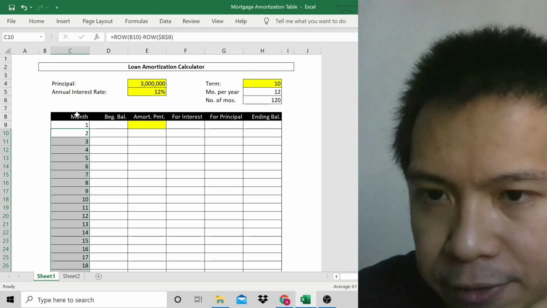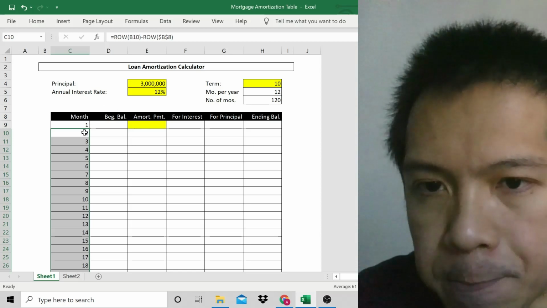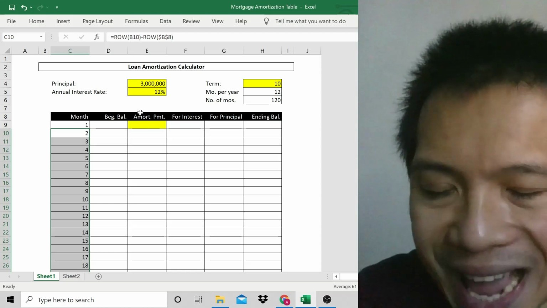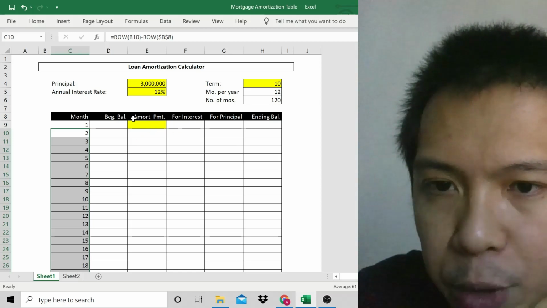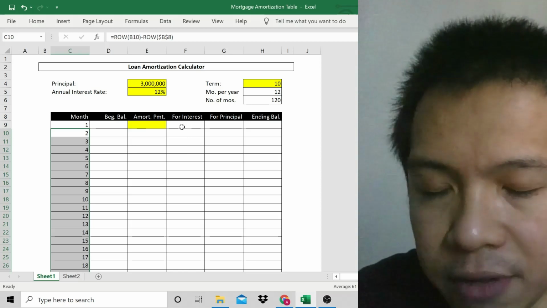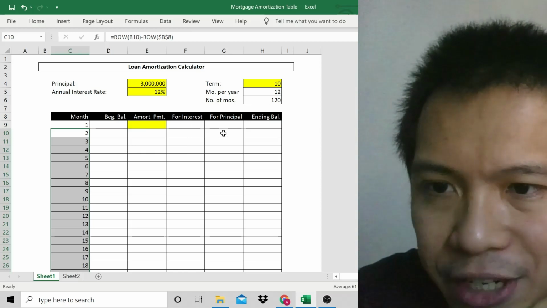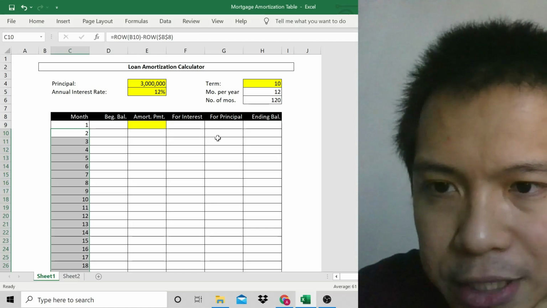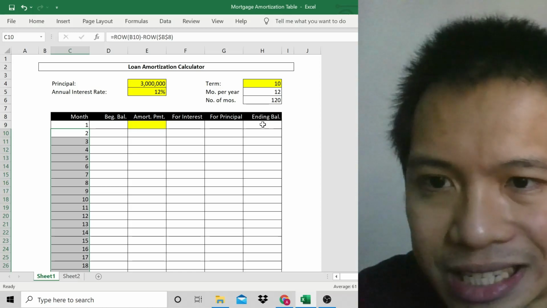Then after the first column, you have the beginning balance. It's the beginning of the month. The amortization payment in the meantime should be left blank. This is supposed to be inputted. Then of the amortization payment, part of it will go to interest and part of it will go to principal. Then after deducting the amount of payment for principal from the beginning balance, we will have the ending balance.